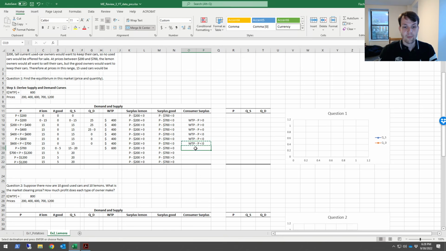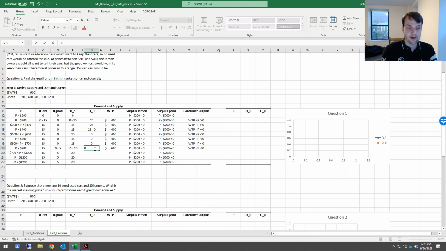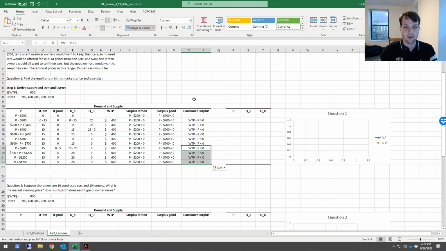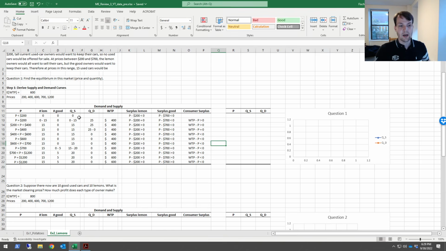But now, willingness to pay 600 minus the price of 700 is still negative. So they're still going to demand nothing. And actually, this applies to all higher prices as well. We can drop all of this down here, and we're basically done. So what we've found is, well, we now know the quantity supplied, the quantity demanded, we know the prices.